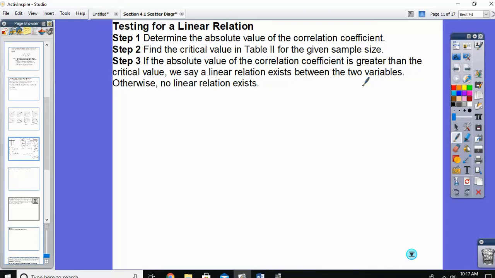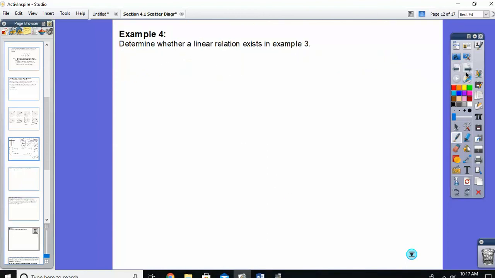So for instance, we were looking at a sample of size 5, and the critical value is 0.878. So as long as my R had an absolute value bigger than 0.878, it's considered linear. Does that make sense? Everybody find that? So let's do, well, I guess I kind of just did that one for you, didn't I? Whether a linear relationship exists in example 3. So that's the example we just did.